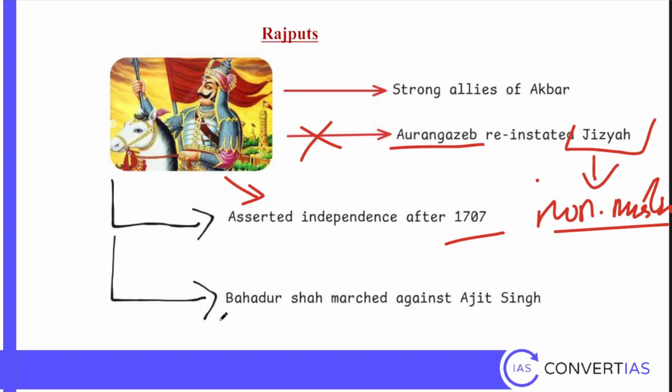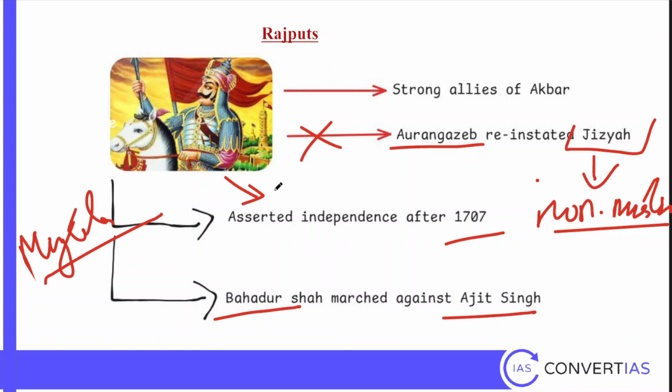And Bahadur Shah, the successor of Aurangzeb, had to march against Ajit Singh, which was settled with alliances, but Rajputs became an independent state after that. They were not accepting the sovereignty of the Mughals. Now, what happens to the Rajputs after this, we'll discuss, but this is the context in which Rajputs become an independent state separate from the Mughals.